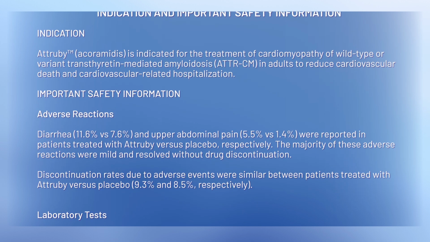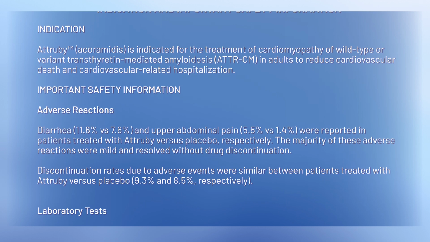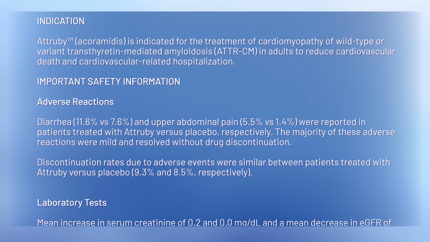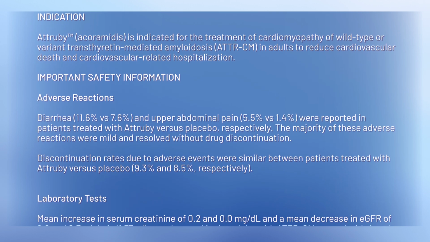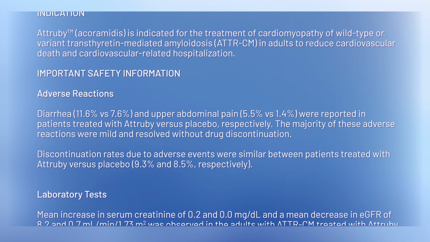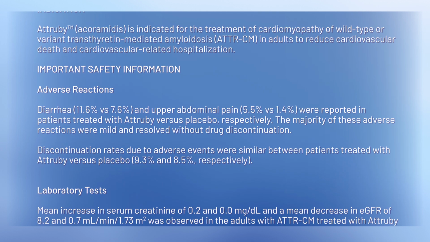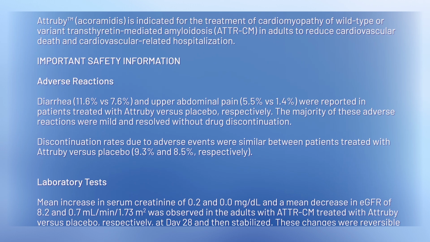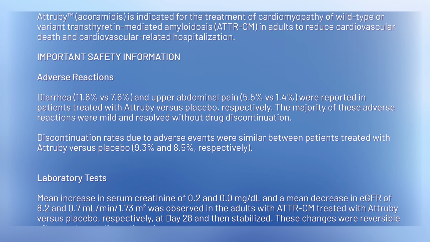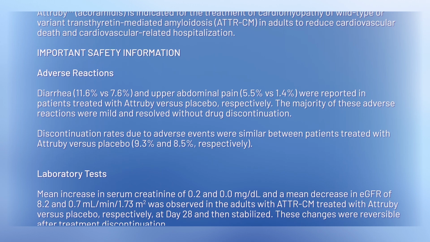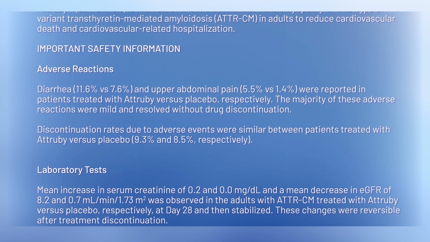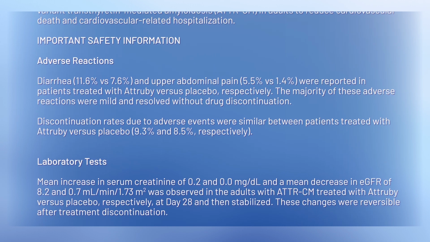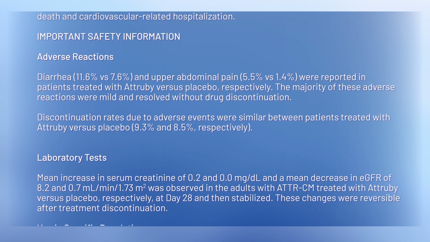Important safety information. Adverse reactions: diarrhea, 11.6% versus 7.6%, and upper abdominal pain, 5.5% versus 1.4%, were reported in patients treated with Attruby versus placebo, respectively. The majority of these adverse reactions were mild and resolved without drug discontinuation. Discontinuation rates due to adverse events were similar between patients treated with Attruby versus placebo, 9.3% and 8.5%, respectively.